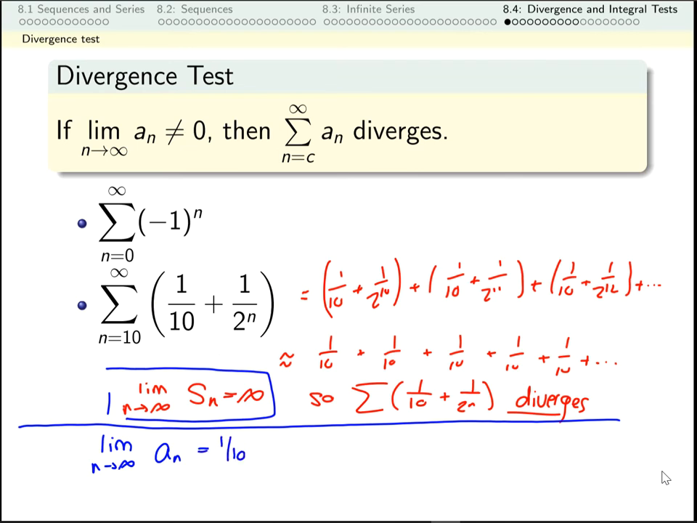So by the way, this is a good place to stop and make sure that you're up to speed with all the concepts. It should be clear to you the difference between this limit and this limit. If it is not clear, it's a good idea to go back to 8.3 and review partial sums, because if you don't understand it now, it's just going to get more confusing. All right, so this limit is 1/10, and in particular, 1/10 is not the same as 0. So that means our series diverges by the divergence test.